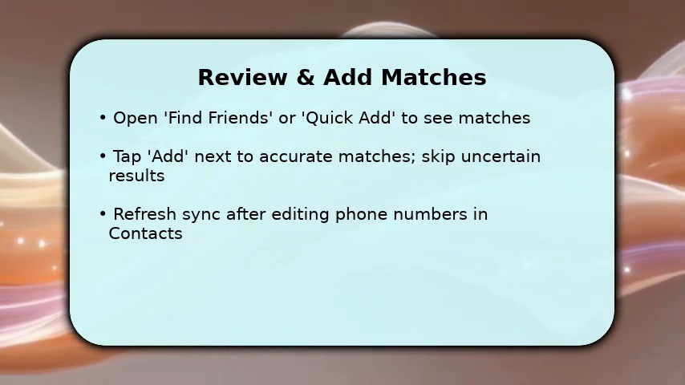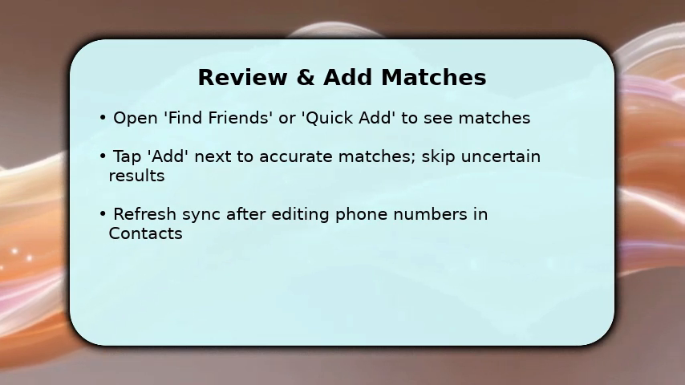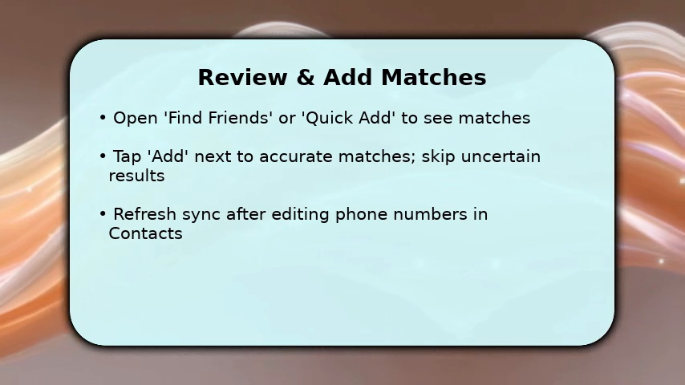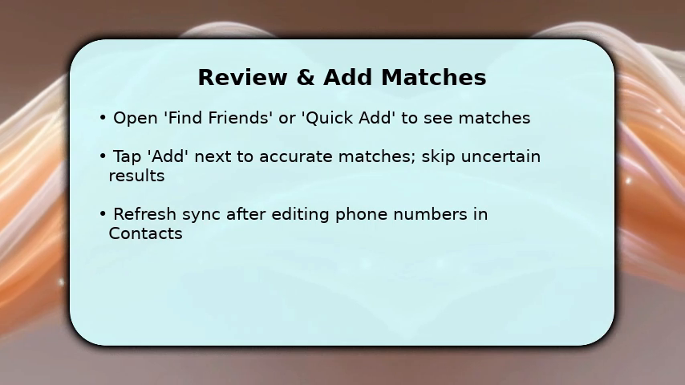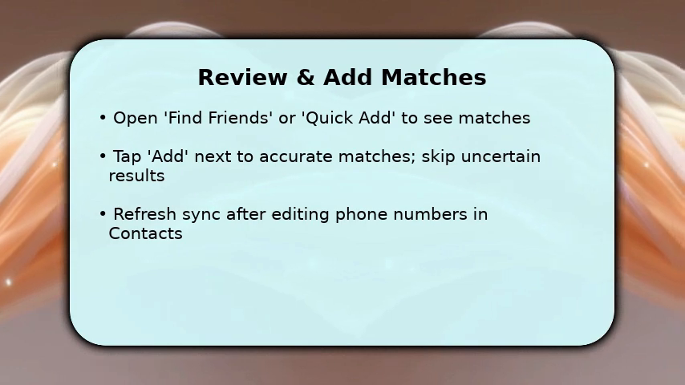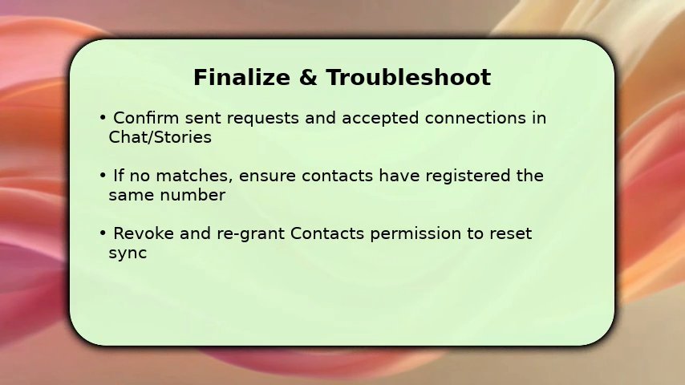If someone isn't listed, double-check their number in your phone and correct it, then refresh Contacts Sync. This forces Snapchat to reprocess and often reveals newly matched accounts. Make sure to also check for duplicate contacts that might cause missed matches. To finish, confirm that your friend requests were sent and watch for accepted connections in chat or stories.